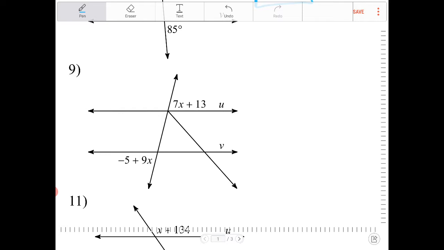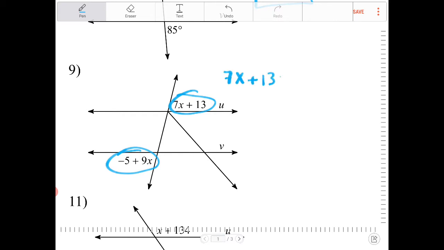Here in this case, the diagram looks a little more confusing, but don't be fooled by this extra line that's drawn over here. It is meant to confuse you. However, please don't fall into that trap. These 2 angles are on either side of the transversal, and they are outside of the 2 parallel lines, so these are alternate exterior angles. Alternate exterior angles are congruent. So 7x plus 13 is equal to negative 5 plus 9x. If I subtract 7x and add 5, I'll end up with 18 is equal to 2x. So therefore x is equal to 9.